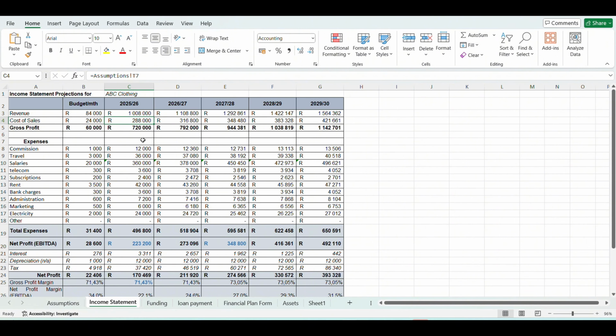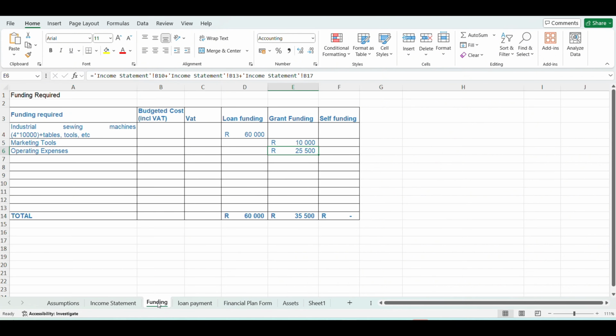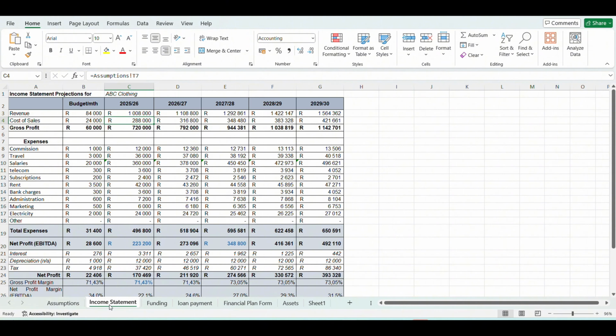Now, if we go back to funding, we're not sure what the business would require. So we'd actually have to go out on quotations to get the actual amounts of what is needed. But we assume, just say that we're going to ask for loan funding of 60,000 Rand for the sewing machines and the tables and the tools. And then we're going to ask for grant funding to get some marketing materials and maybe operating expenses. So we're asking for a loan funding of 60,000 Rand, right? And that 60,000 Rand will be shown here later on.